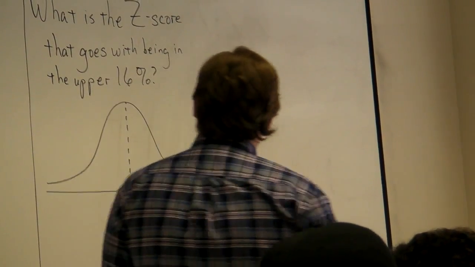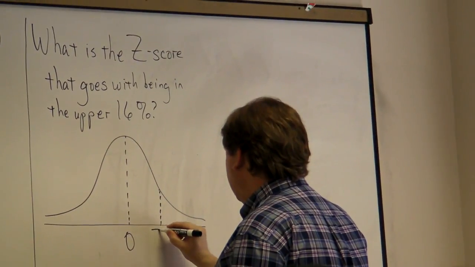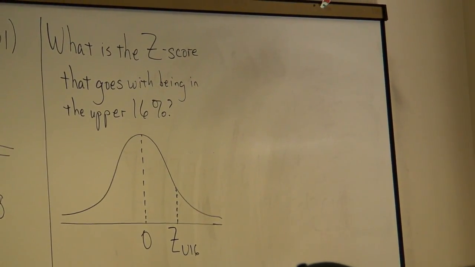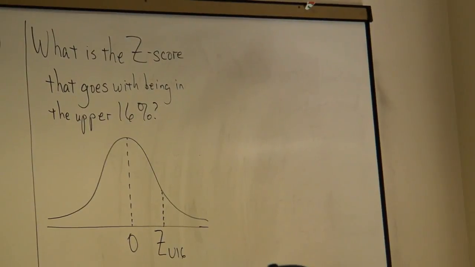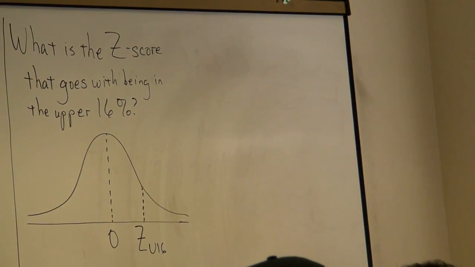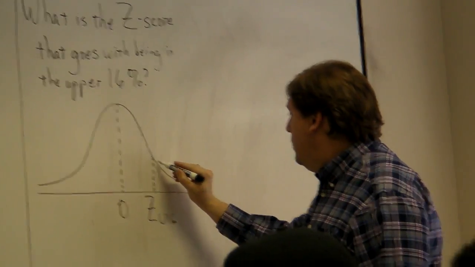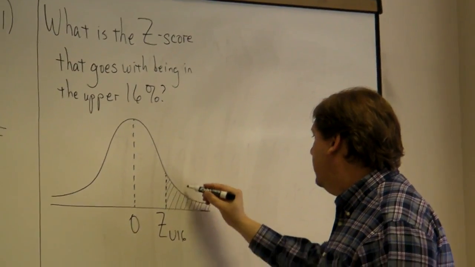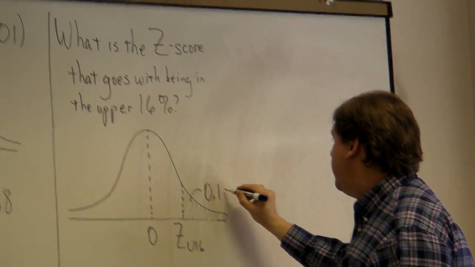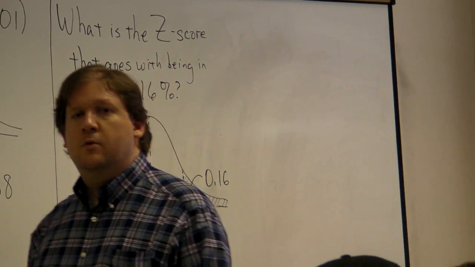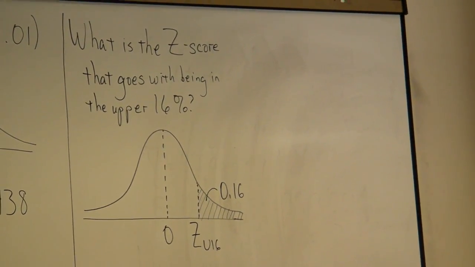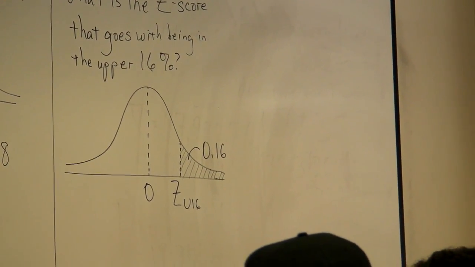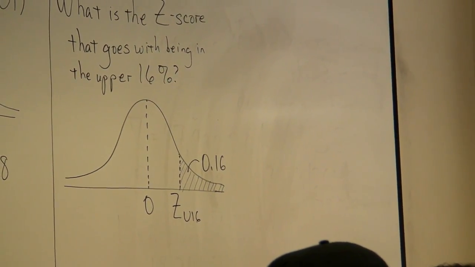So what I want to do is put this down. I'm going to call this ZU16 for upper 16%. Okay? So it's the Z-score that goes with the upper 16%. And what I want is for the area above that to be 0.16. So I have ZU16 for the Z-score that goes with the upper 16%. I want the probability above that, in this case, to be 0.16.